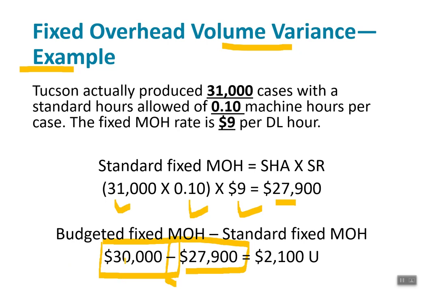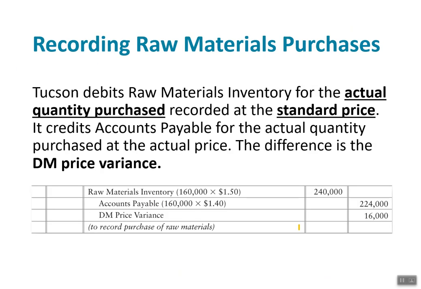In other words, if the budgeted is greater than the standard, it's an unfavorable variance. If the budgeted was less than the standard, it would be favorable. So all of those rules stay the same. Now, looking at journal entries, and sometimes I'll tell you up front, the journal entries take some time. You don't have to memorize them, just kind of have them in front of you.